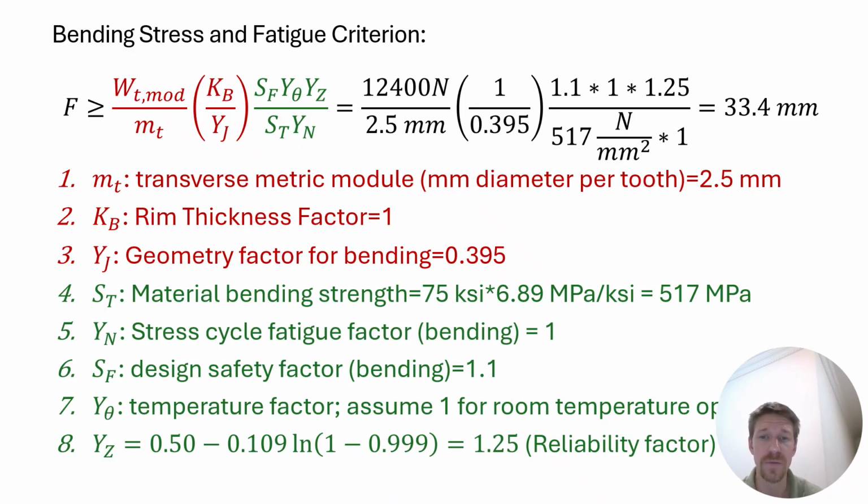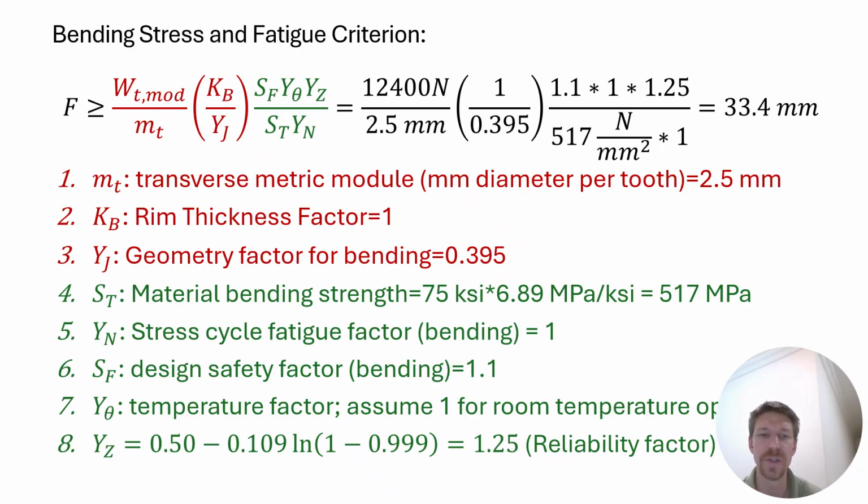Plugging all that in, there's a couple things I didn't mention. You got the temperature factor. We said we assumed a temperature factor of 1 for room temperature. Reliability factor, we just plugged in our 99.9% reliability, so that's 0.999 to get the reliability factor of 1.25.